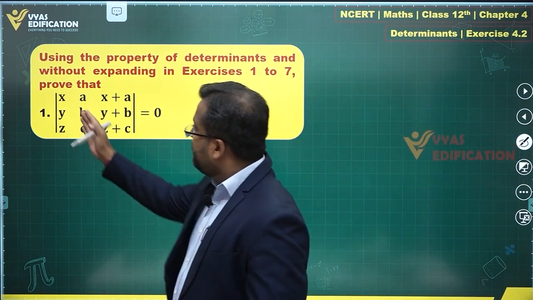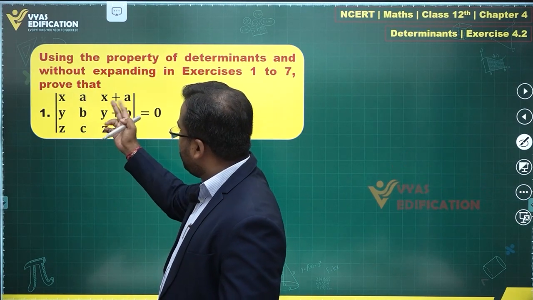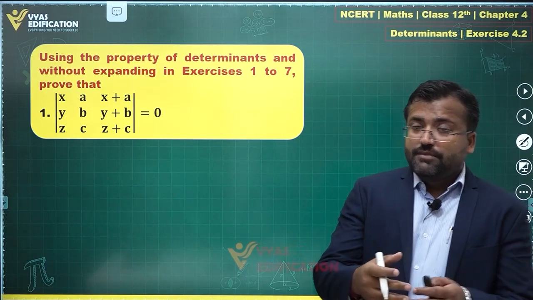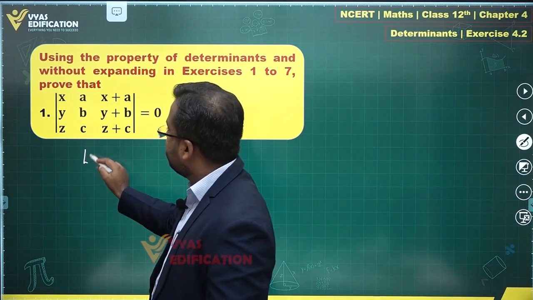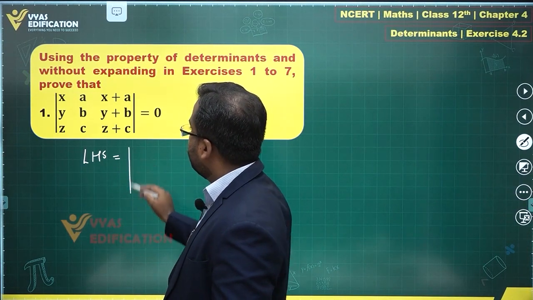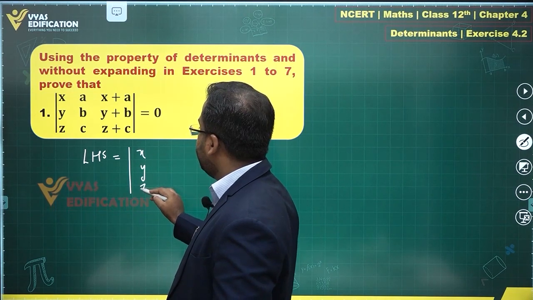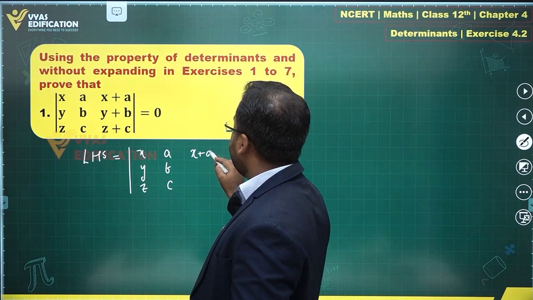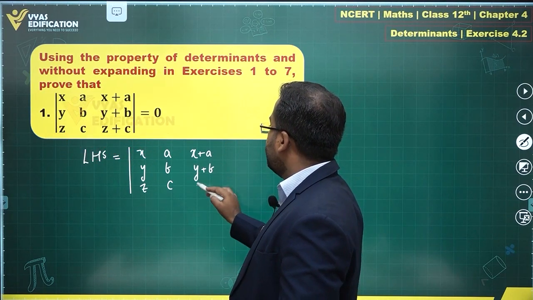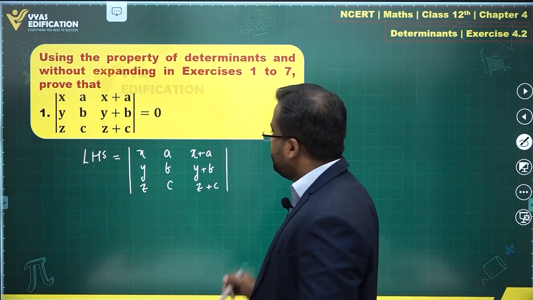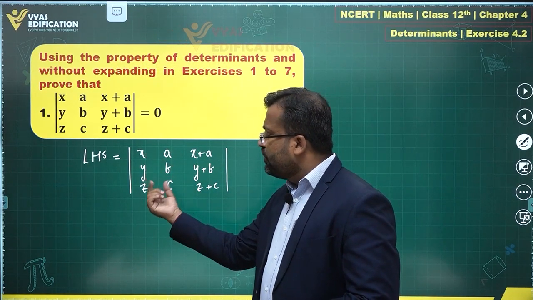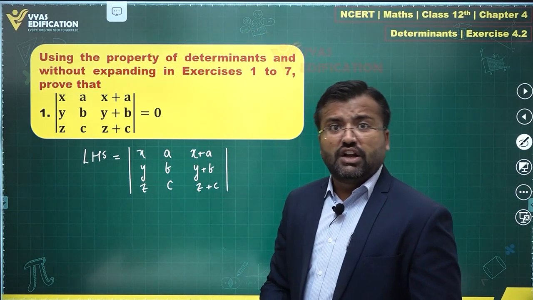The question says that you have x, y, z, a, b, c, and then you have the sum of these two. That's pretty interesting. Observe that in the LHS you have this determinant with rows x, y, z; a, b, c; x plus a, y plus b, z plus c. This particular row is nothing but the sum of the corresponding elements of these two rows.